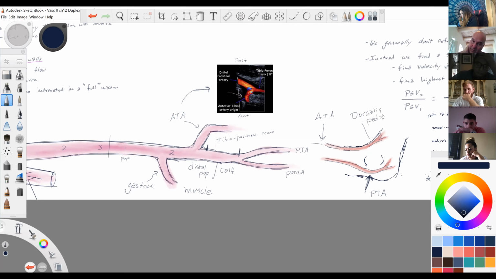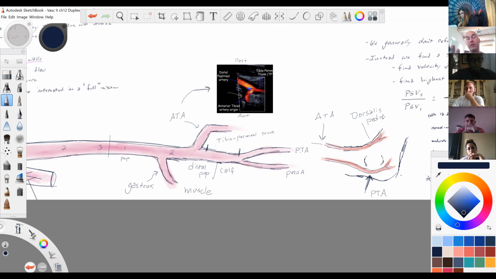Now, I've told you all in lab, if you have no other information on the patient, or if it's a screening test especially, you don't know if the patient even has disease or how bad any kind of disease is, you could start down here. You could look for triphasic flow down here. You might be forced to do the rest of the leg anyway, but you know that there's probably nothing there, and so you can be a little more quick.